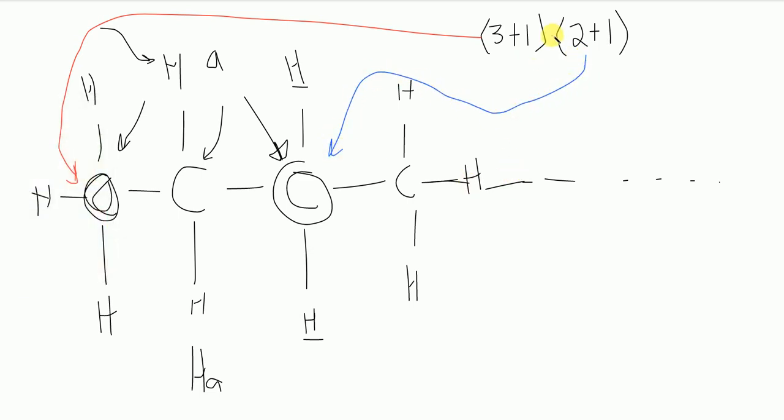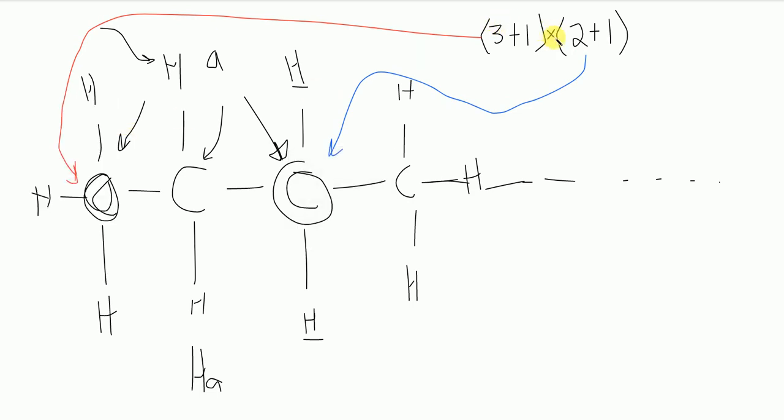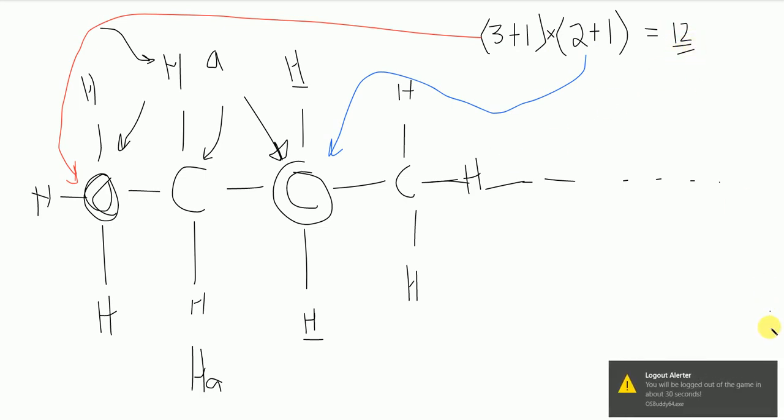Okay, and now I'm going to multiply them together. All right, because now I have two different environments and I multiply these values together, so I get 4 times 3, and my total number of peaks is 12. All right, and this is how it's going to work over here.